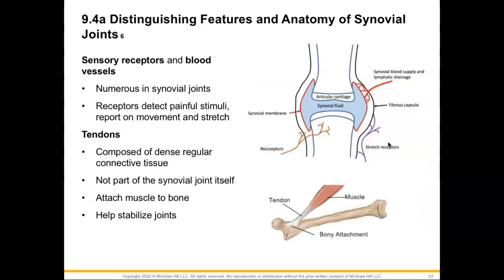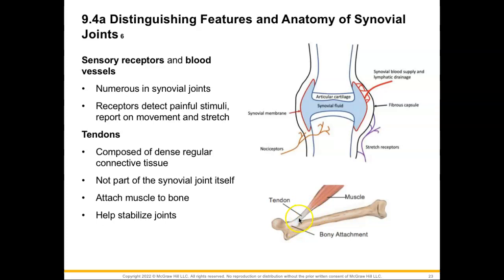And now for our sensory receptors and blood vessels. This is numerous within our synovial joints. You could see some of our stretch receptors and the nociceptors, which are pain receptors in here, to detect painful stimuli and report on the movement that's happening within a joint. And if we are having too much stretch going on, maybe it reports that all back to our central nervous system.